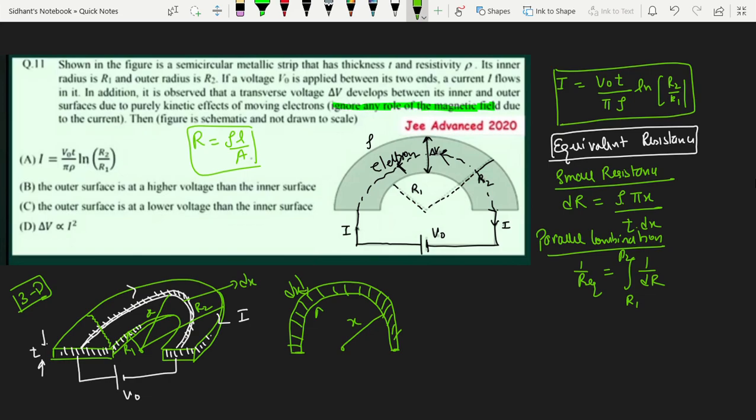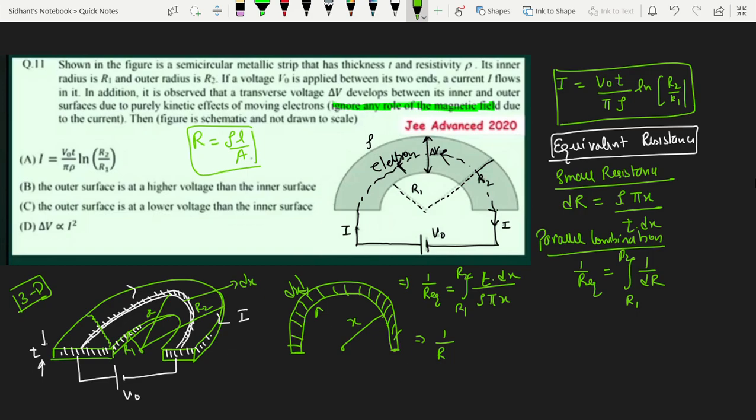Okay, so let's solve somewhere here. 1 upon R equivalent will be equal to the integration from R1 to R2 of 1 upon dr. The dr value is how much? That is rho pi x, and in the numerator it will be t into dx, right? So this is one particular case. Now just integrate it, very easy one.